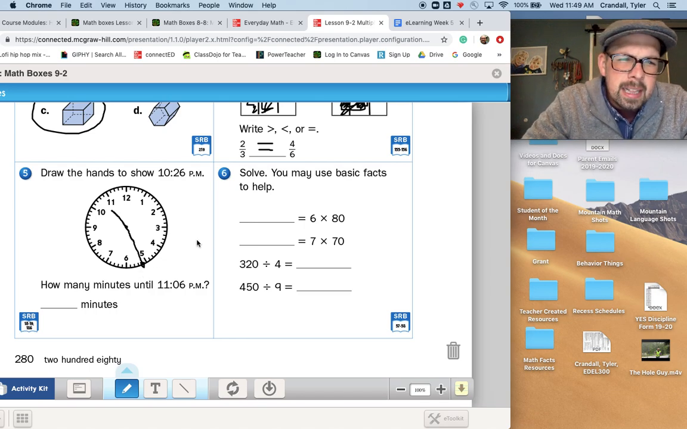How many minutes until 11:06? Well, at 11:06, my hour hand would be about here. My minute hand, though, would be about here. So I'm going to see if I can skip count by 5-minute increments again. So here would be 5 minutes, and then 10 minutes, and then 15, and then 20, 25, 30, 35, and then 40. So I think it would be 40 minutes.